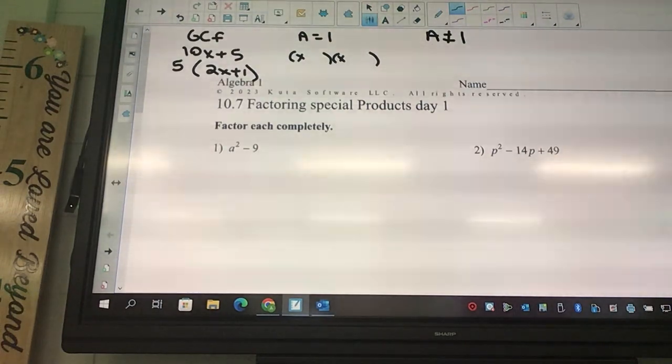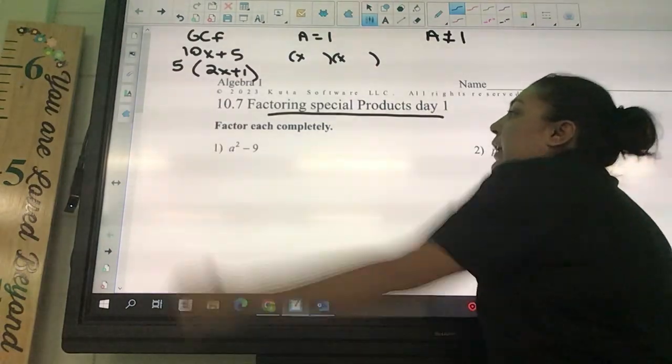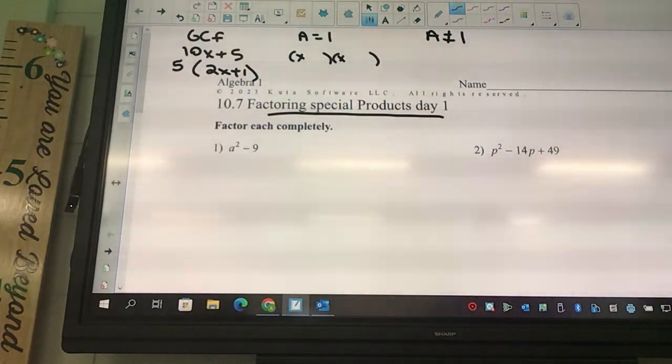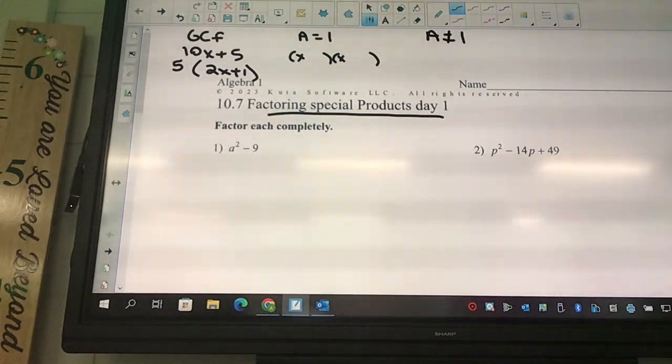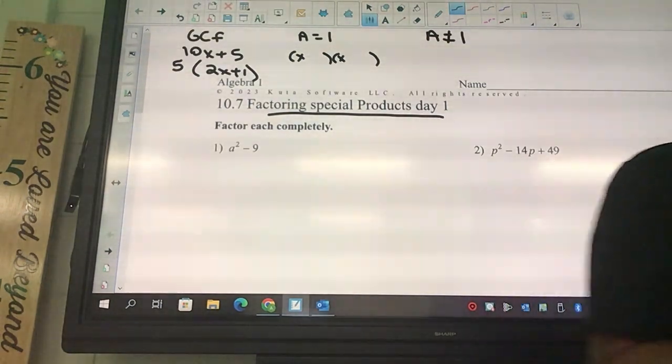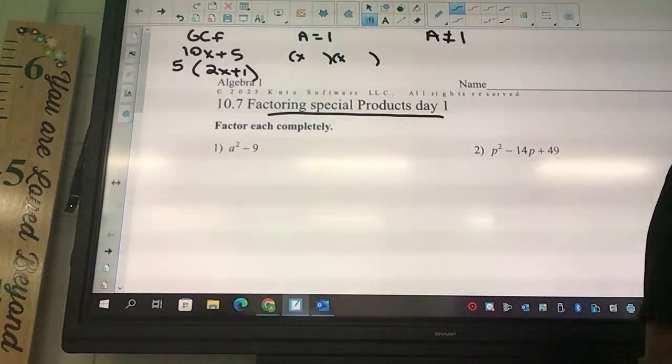Okay, well, sometimes there are things called special products. Those are special cases of factoring, and they're just different from what you normally would see. However, because we've been doing the hard ones and now we're going back to easy ones, today will feel pretty easy, hopefully, and it'll go pretty fast.